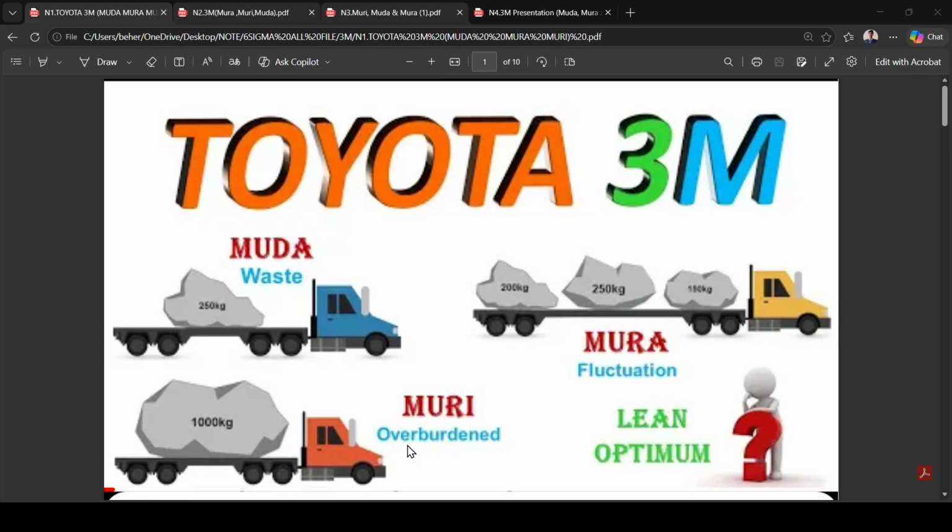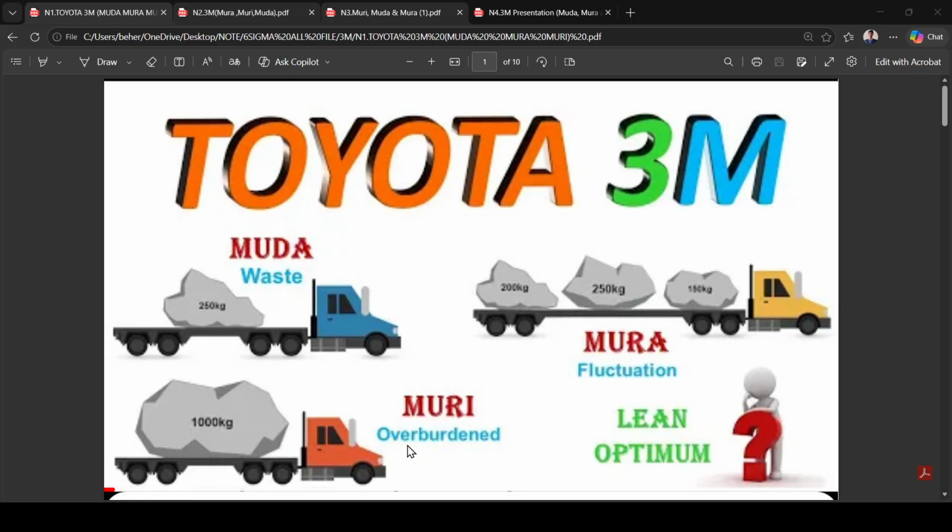What is Muda? Muda means waste. Any activity that does not add value to the final product. In lean manufacturing, there are seven common types of waste. In simple terms, you can remember it as TIMWOOD.